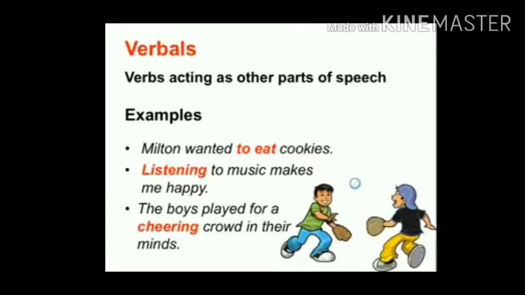In this sentence, the boys played for a cheering crowd in their minds. Played is also a verb, the main verb, but cheering is also a verb. But here it acts as a verbal because it is acting as another part of speech.